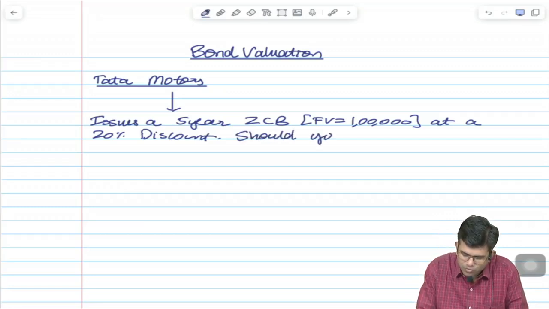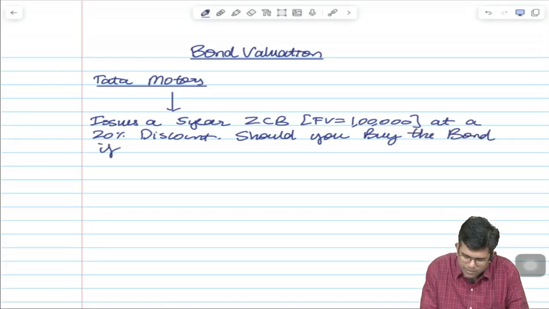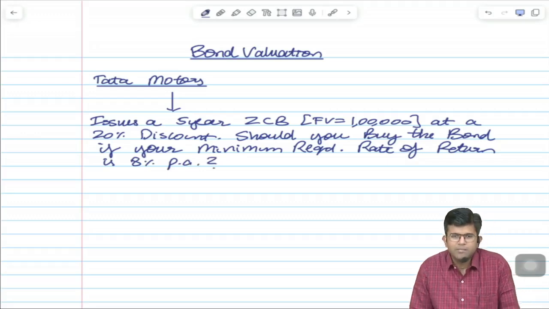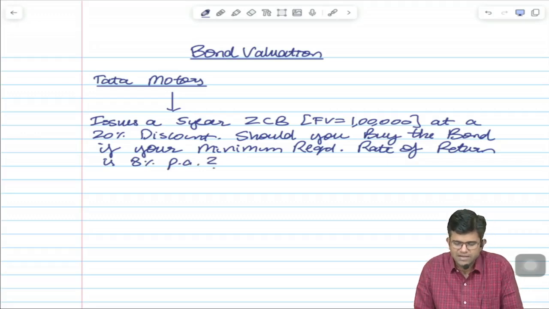Should you buy the bond if your minimum required rate of return is 8% per annum? Okay, please read the story once, then I will explain details.